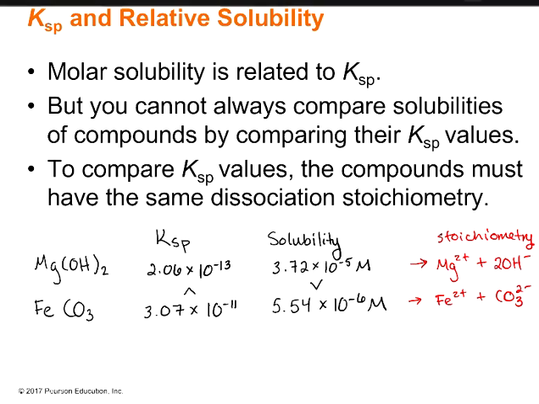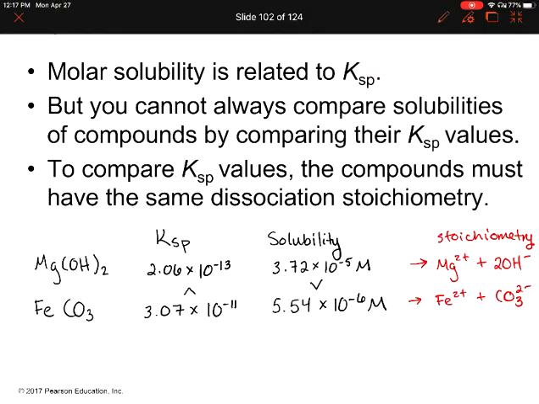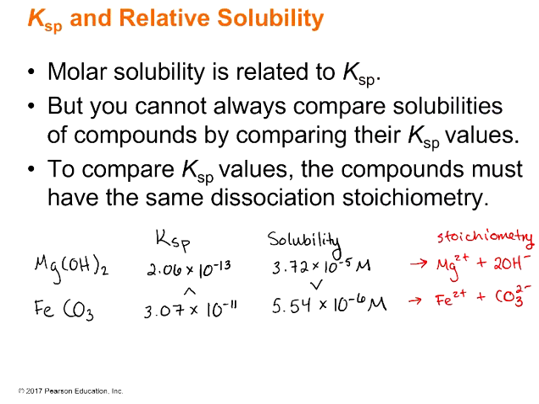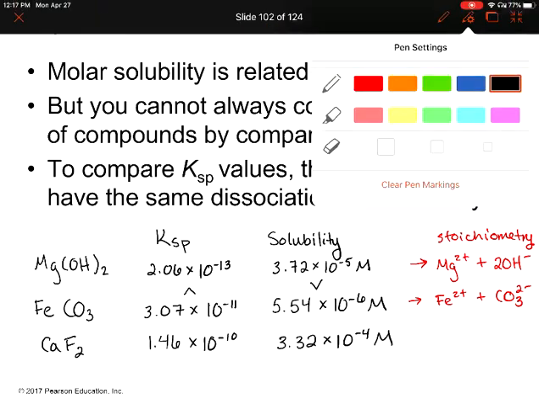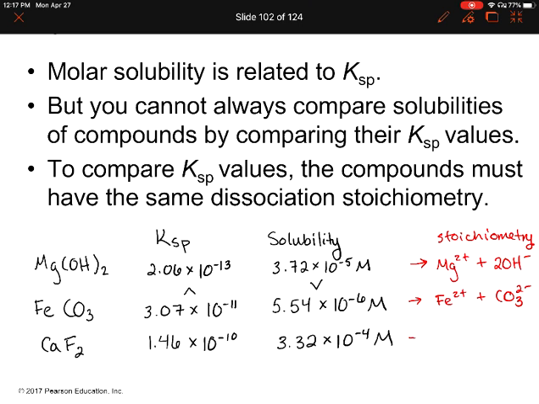However, what if we add another compound to this table? Let's add calcium fluoride. Its KSP value is 1.46 times 10 to the negative 10th, and its molar solubility is 3.32 times 10 to the negative 4th moles per liter. Now, if we write out its dissociation, we have a calcium ion and 2 fluoride ions.